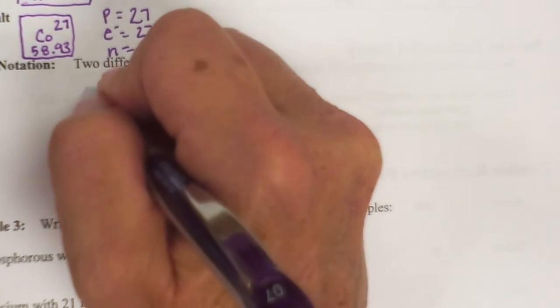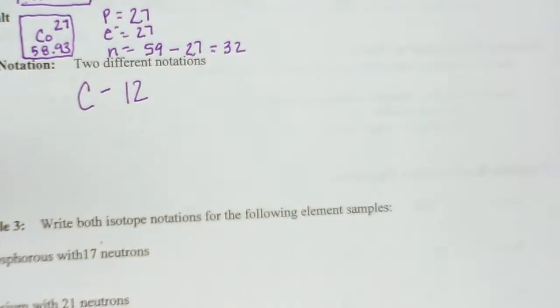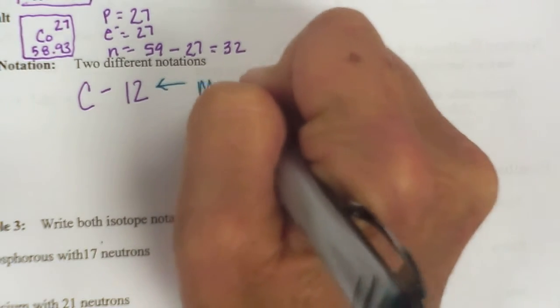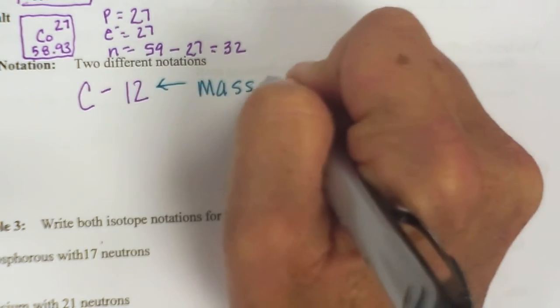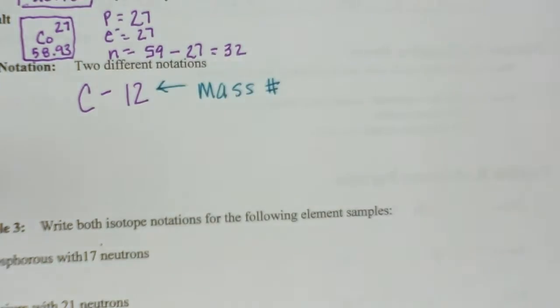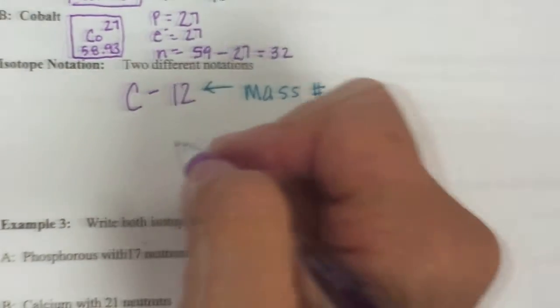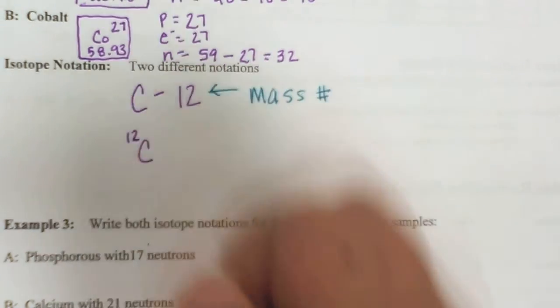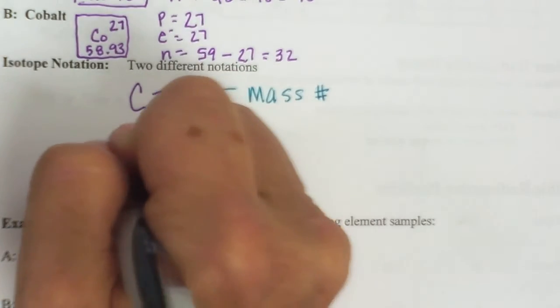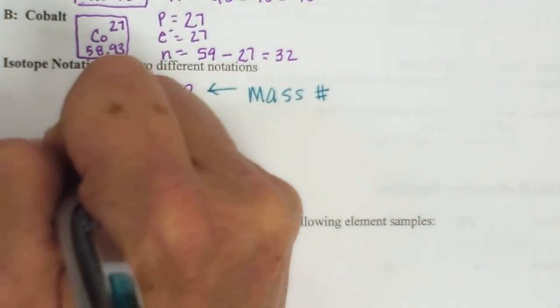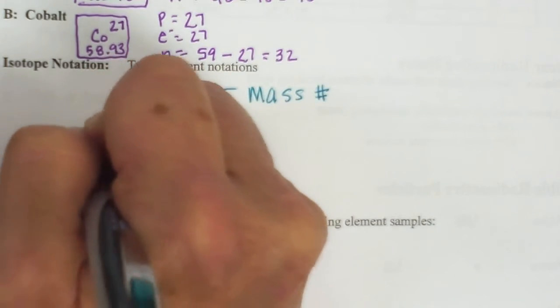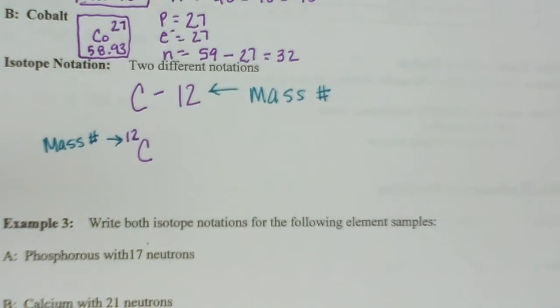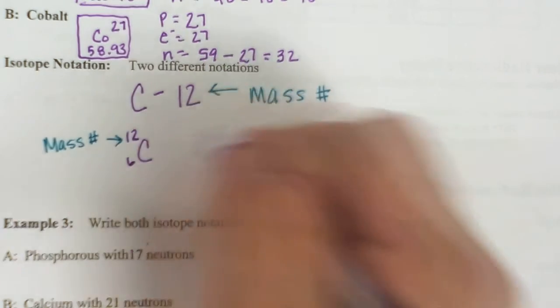We have 2 different methods. The first is carbon 12, which you have seen. And in this method, this 12 is the mass number. Then another method is where we take the same carbon, and we're going to put the 12 up here. So this, again, is our mass number. And then down here below, we're going to put the 6.